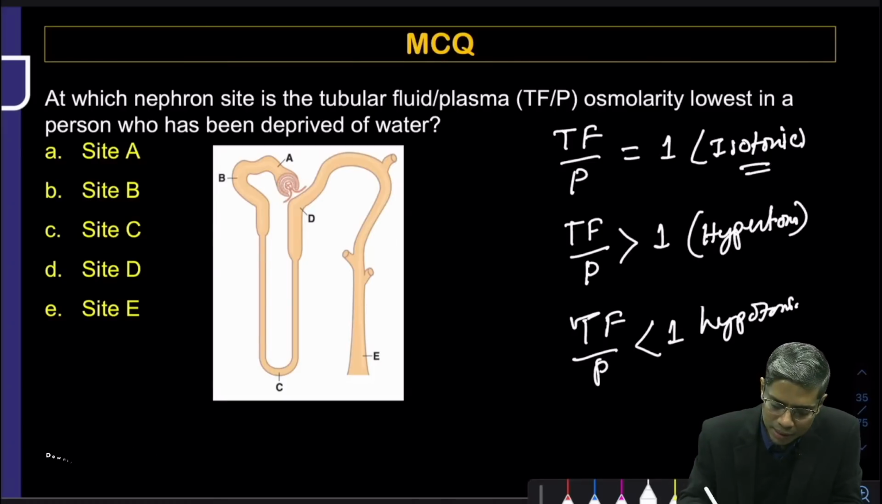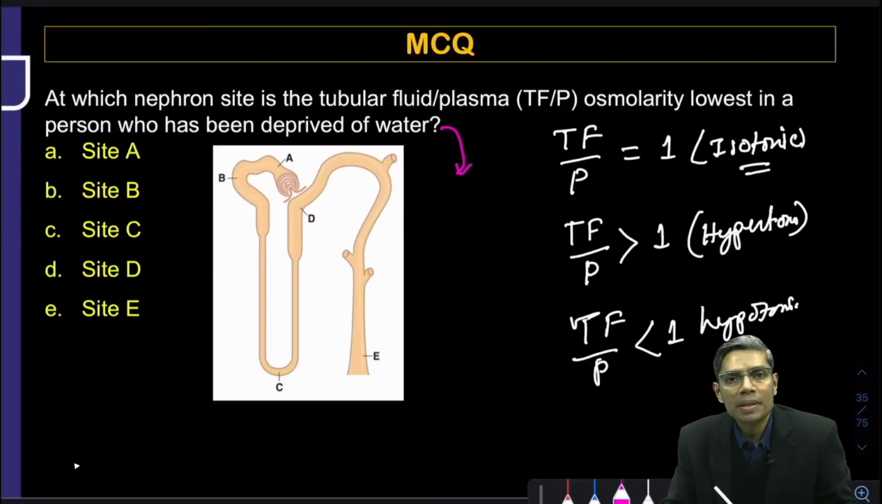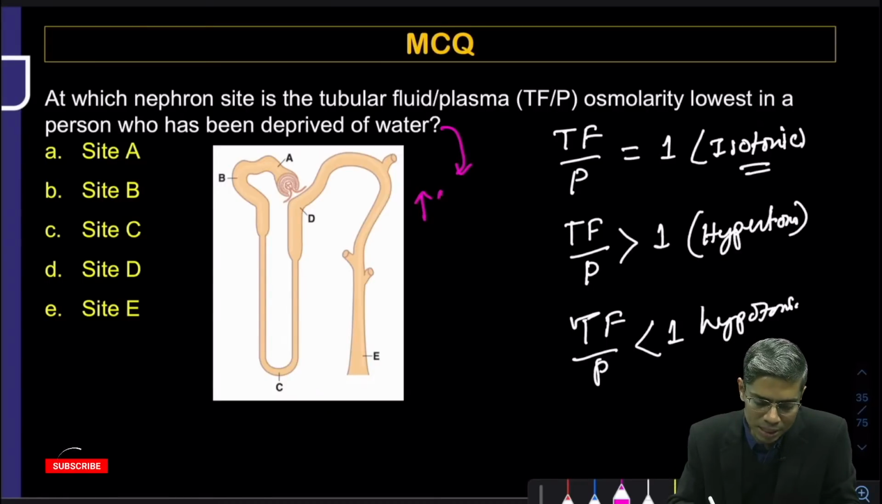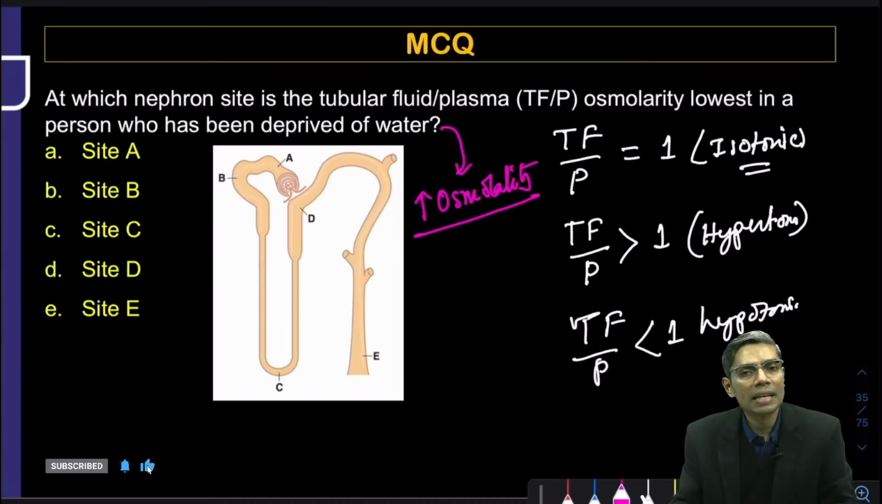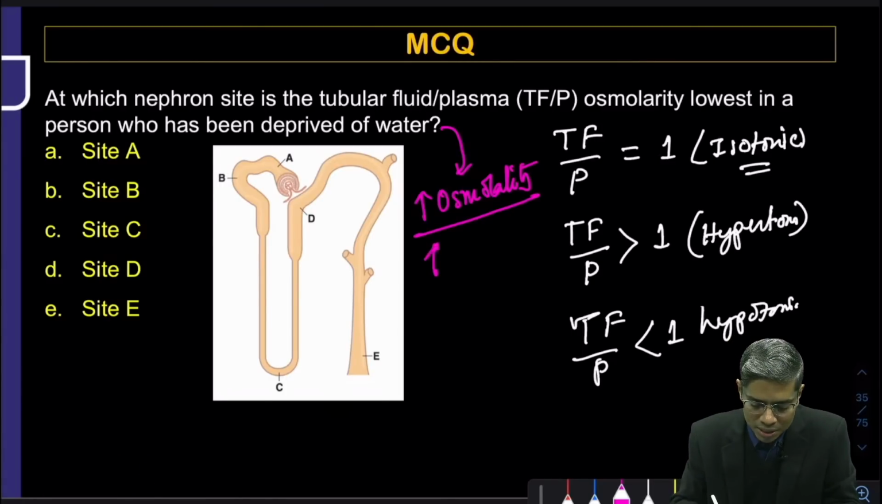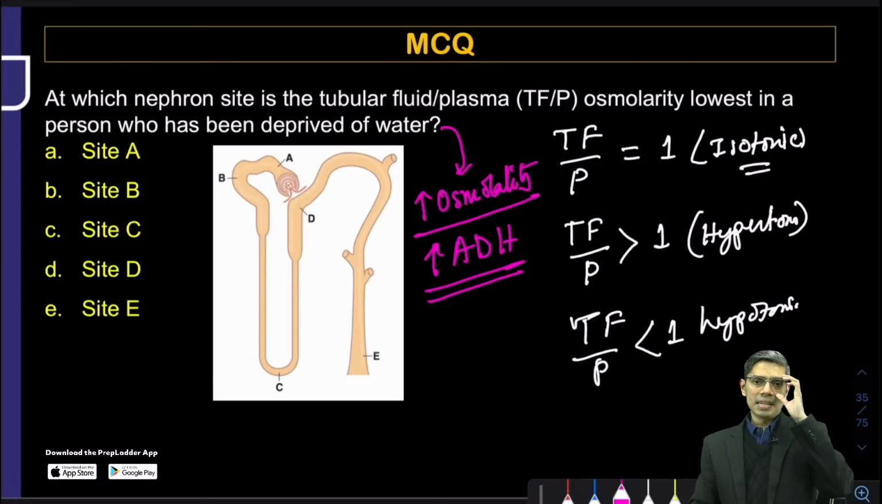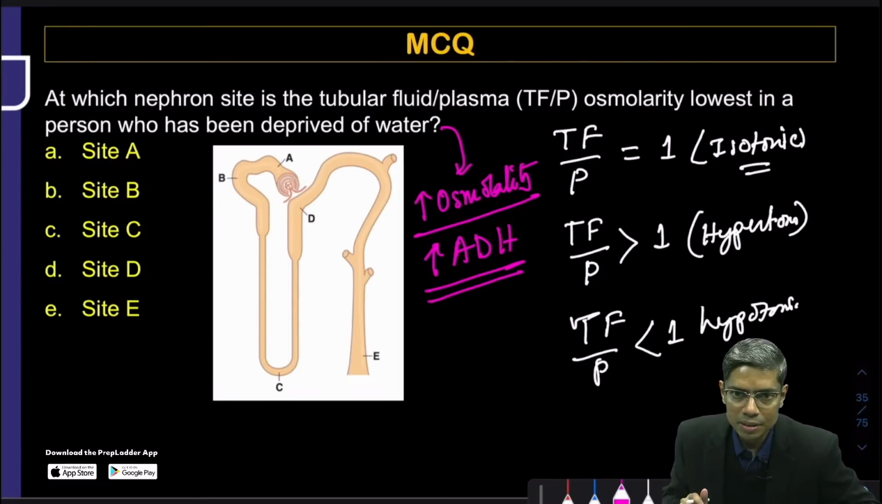Now the question is saying that the person is deprived of water. Why is this statement given? When the person is deprived of water for some time, there will be an increase in osmolality. Increased osmolality is a stimulus for secretion of one hormone, that is ADH. Now, with this concept, we are going to discuss this question.